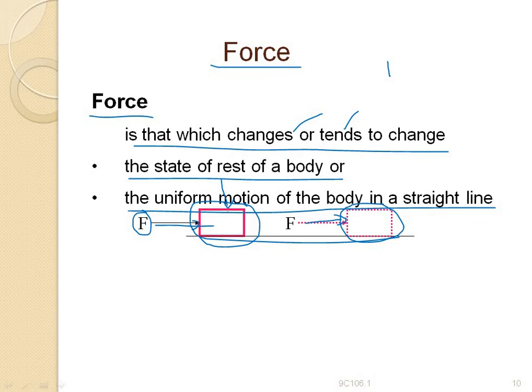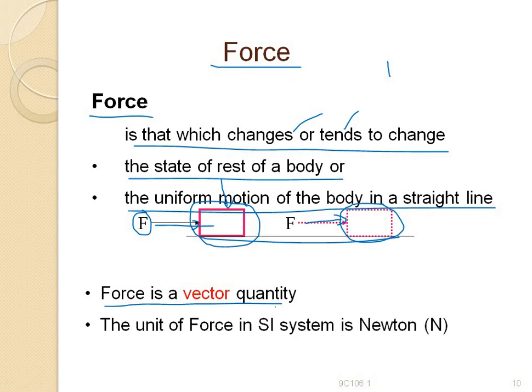So when the load applies on the body, it changes its appearance, or the diameter or length of the body. That is known as the force. That's why we say here it changes or tends to change. Here the force is also a vector quantity. It is not a scalar quantity, it is a vector quantity. So remember, force is a very important quantity.